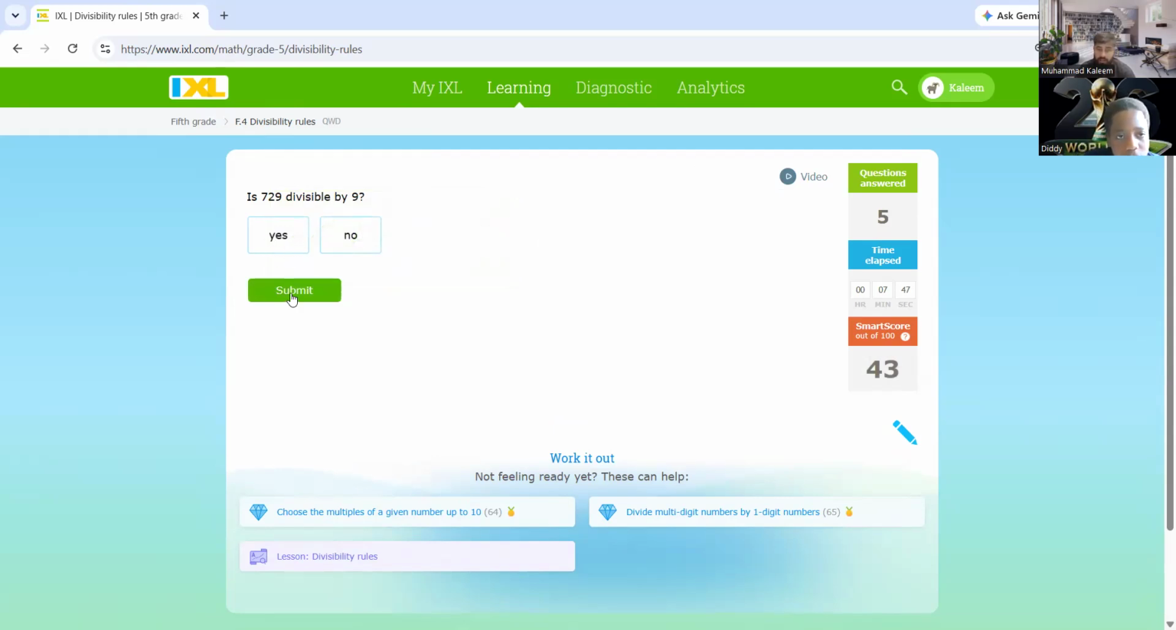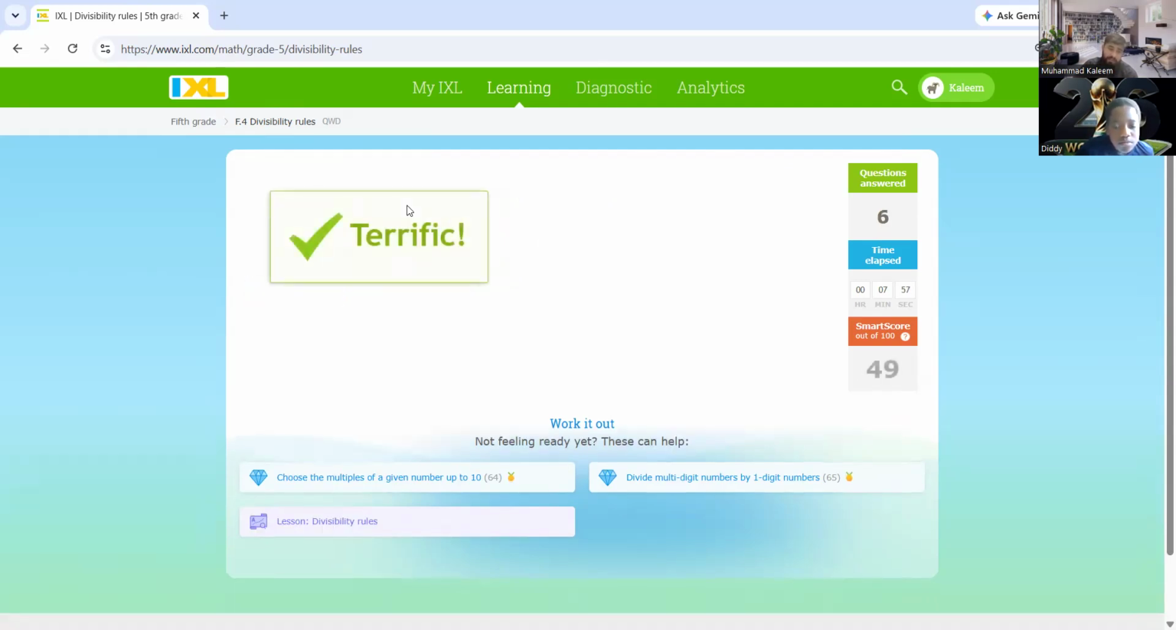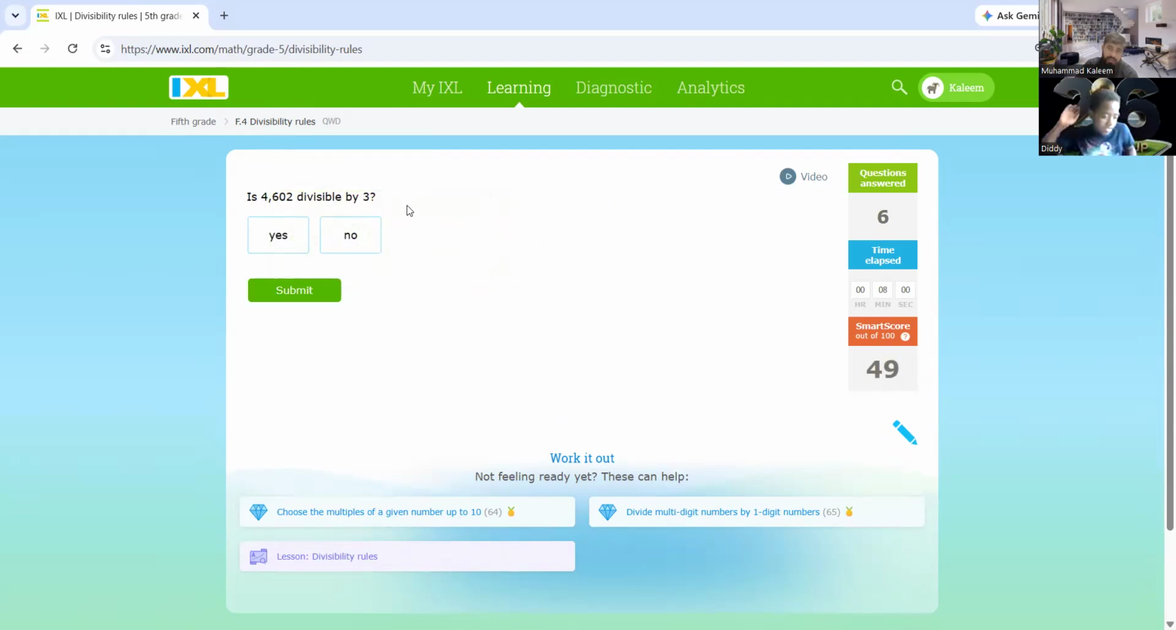For 9, it's the same as 3. Yeah, this is divisible by 9. Why? Because 7 plus 2 plus 9 is 18, and you can divide 18 by 9. Yeah, that's the right answer. Okay, do the next one now.